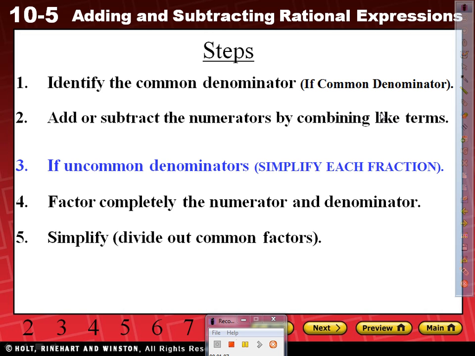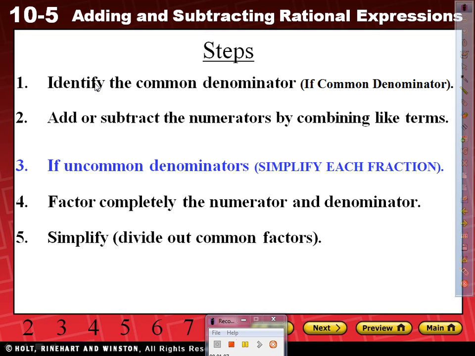Now check this out. Look up, please, really quick. From here, if they have common denominators, we add or subtract the numerators. I go to step 4. Everybody look up. I'm going to factor completely the numerator and denominator, which is pretty much what we've been doing by simplifying. And then we just simplify by dividing out GCF. Okay? The blue part, step 3, that's if we add or subtract with uncommon denominator.